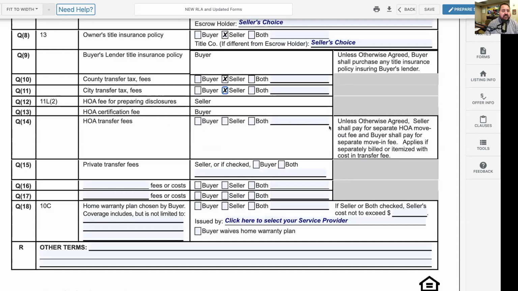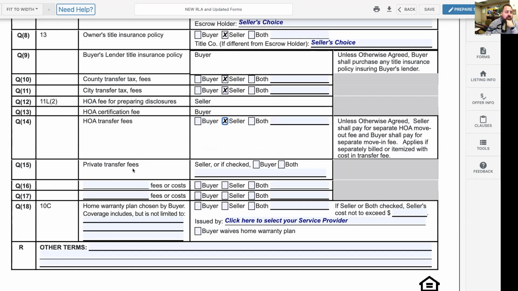The transfer fees, again, are negotiable. Okay. Normally it's the seller, but again, if I'm a buyer and I have the extra cash, I'm trying to improve my position, I could say I would pay for it. Most buyers don't have that kind of money. The norm is it's the seller.